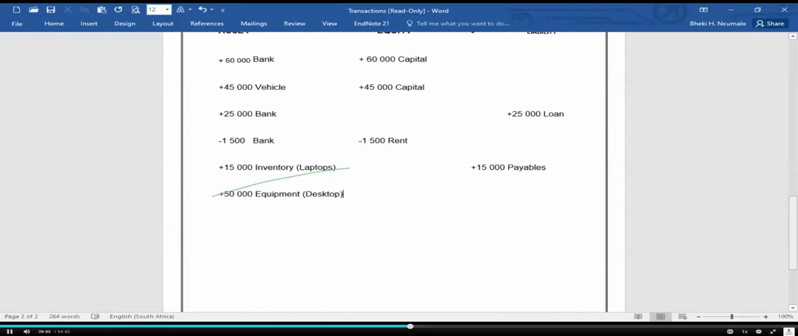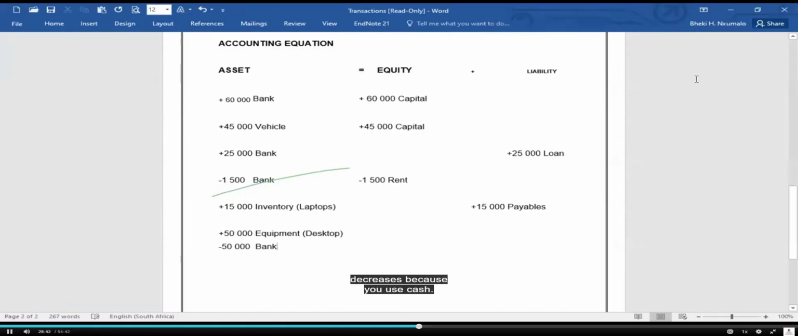In this case, the contra account is bank. Bank is credited or is decreasing. So it's a minus in the bank account. There is plus in your asset. There is plus 50,000 equipment. There is minus 50,000 bank, decreases because you use cash. If it's on credit, then we use liability, like the other transaction for inventory or laptops. He used on credit, but here you use cash to purchase desktop.